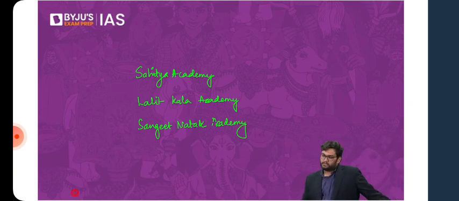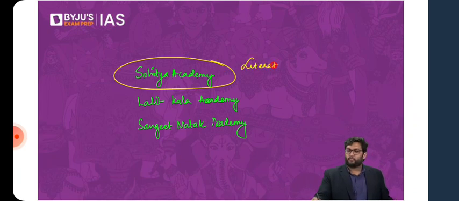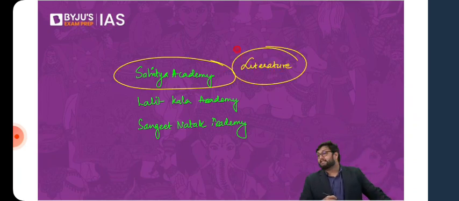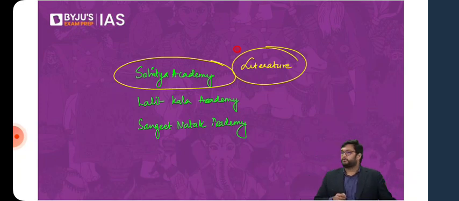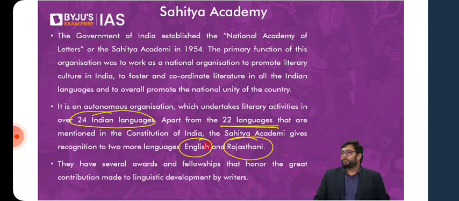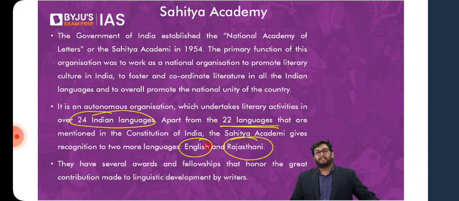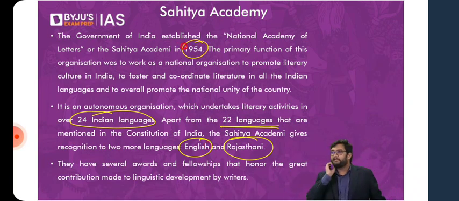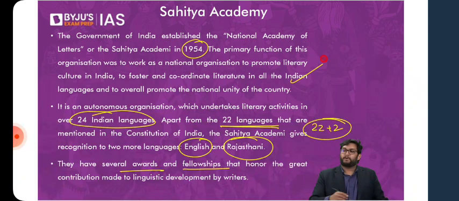Literature. This is literature. It supports the literary community in India, but it has a very interesting distinction. How many languages are recognized by the government of India as national language? How many languages? 22. But this recognized 24. The 22 languages which are there in the 8th schedule, English and Rajasthani, which are not in the 8th schedule. So these two languages, English and Rajasthani, you need to remember. The Sahitya Academy, set up after independence, after we became a republic, is for fostering, giving fellowships and awards to people who are in the linguistic field. But it is 22 plus 2. Remember, the 24, English and Rajasthani, are part of the Sahitya Academy. This is the peculiarity. This is the uniqueness which you need to know.